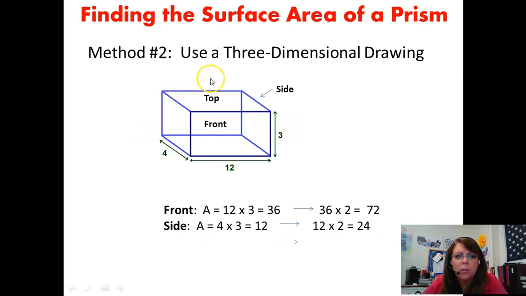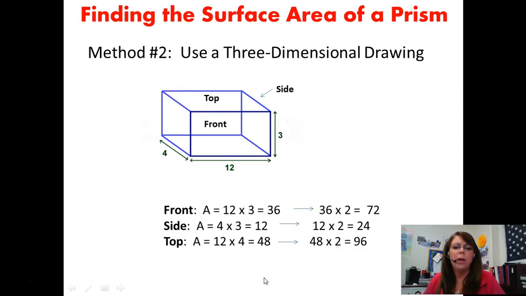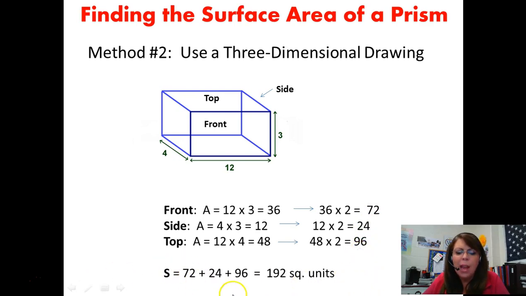So let's do the last. We're going to do the top and the bottom. We've got a length or a base of 12, and we have a width of 4 right here. So it's going to be 12 times 4, which is 48, and then I'm multiplying it by 2 because, again, the top and the bottom have the same dimensions. And then I'm going to do just exactly what I did in the last slide, which was I'm going to take all of these area calculations and add them together. So 72 plus 24 plus 96. And you should get the total of 192 square units.